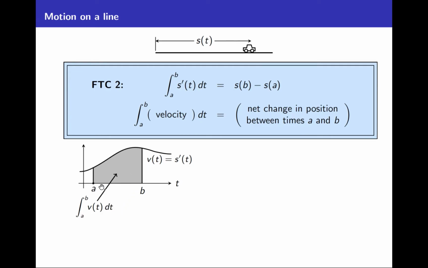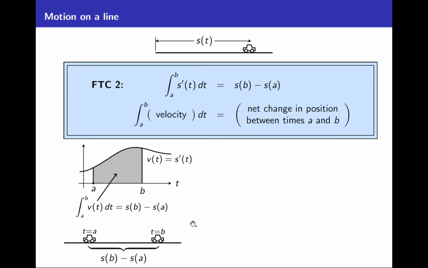If velocity is positive on the interval from a to b, in other words, this object is continuously moving to the right between times a and b, then this definite integral represents, or is, the area under the graph of velocity. And according to our equation, it equals s of b minus s of a, which is the distance traveled between times a and b. Where you are at b minus where you are at time a is the distance traveled.